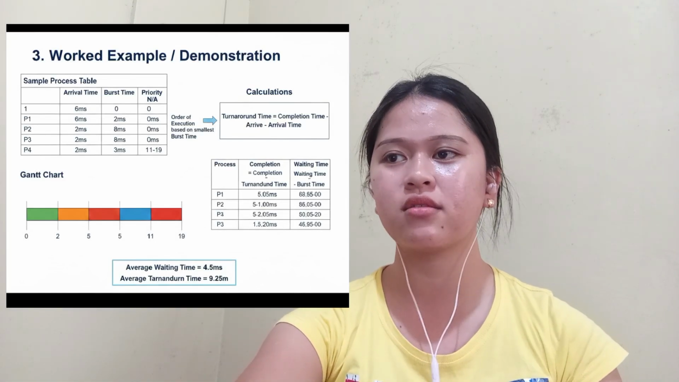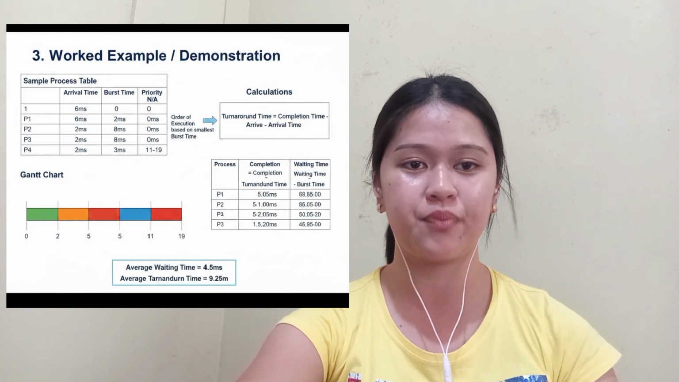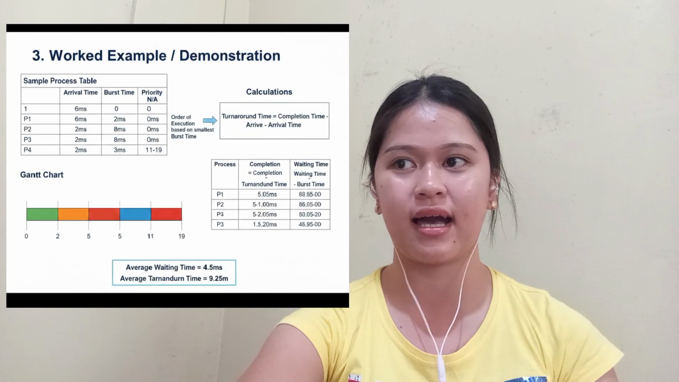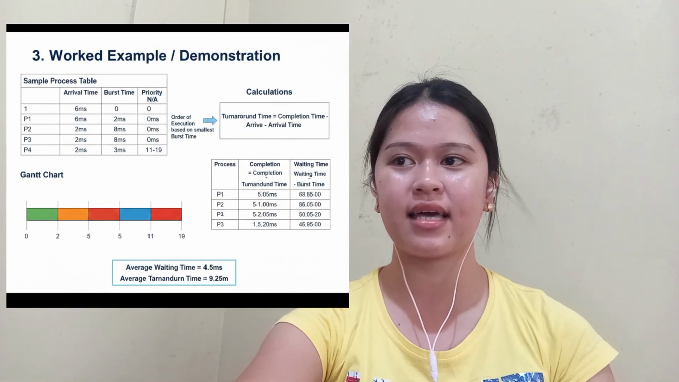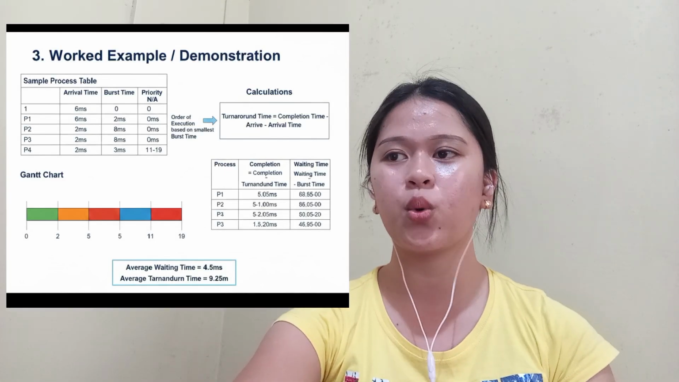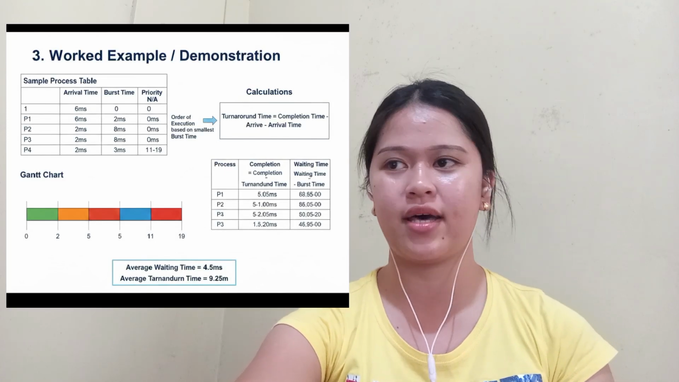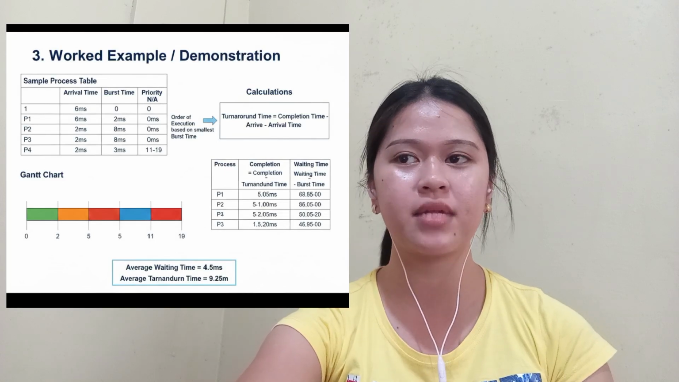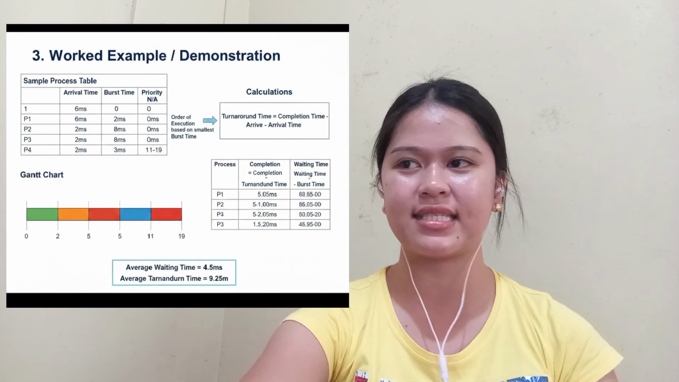In the Gantt chart, because this is shortest job first, we pick the smallest burst time. First is P2, which only takes 2 milliseconds. Next is P4, taking 3 milliseconds, finishing at time 5. Then we run P1, which takes 6 milliseconds, bringing us to time 11. Finally, we run the longest job, P3, which takes 8 milliseconds, finishing the whole batch at time 19.